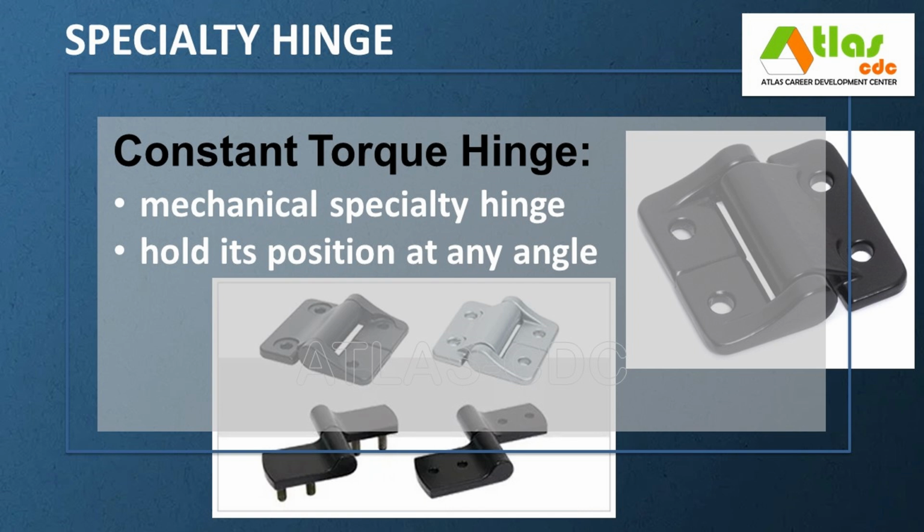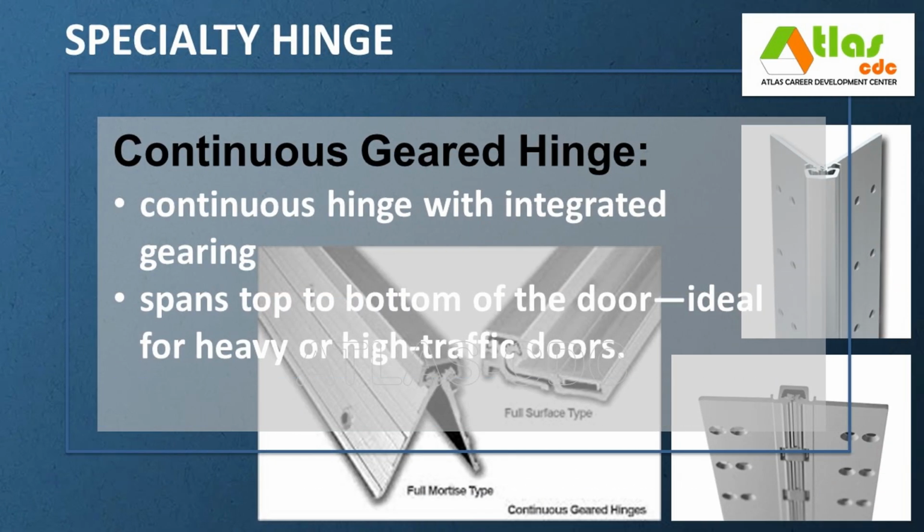A constant torque hinge is a mechanical specialty hinge designed to provide resistance or controlled motion throughout the entire range of movement. It allows a door, lid, screen, or panel to hold its position at any angle without the need for additional support like springs or stays. A continuous geared hinge differs from a butt hinge by using interlocking gears and a vertical cap instead of traditional knuckles and a pin. It's ideal for supporting and allowing partial rotation between two heavy objects, offering durability and smooth motion. However, its main drawback is a limited range of motion, which may restrict applications requiring wider door swings.